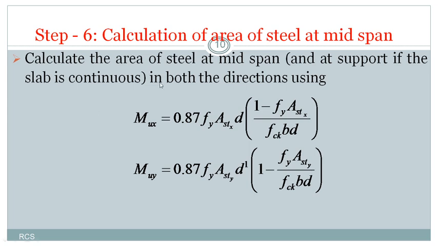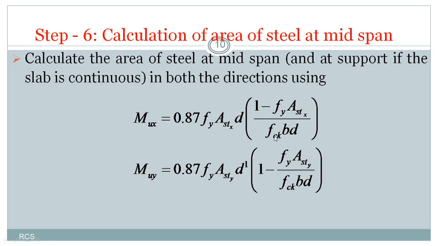The area of reinforcement in the mid-span region, meaning the middle strip region, in the x direction and y direction will be calculated using these formulas. In the x direction, Mux, the maximum bending moment along the x direction, is equal to 0.87 fy Astx d into 1 minus fy Astx by fck b d. Here b is the 1 meter width of the slab, d is the effective depth of the slab, and fy is the yield strength of steel.